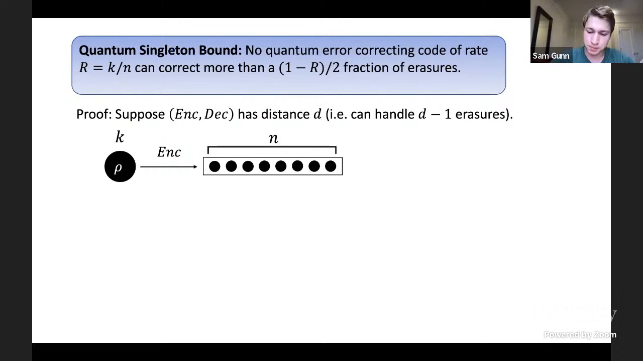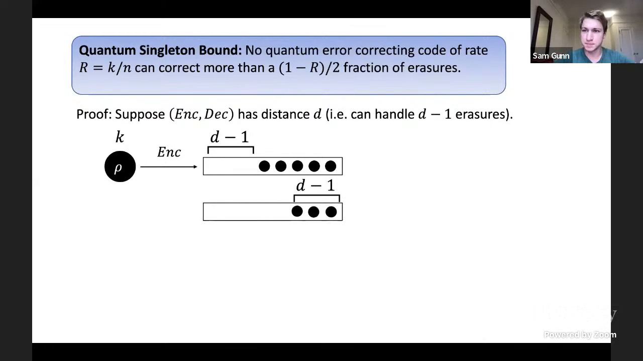In fact, this more general bound, the quantum singleton bound, holding for all r, follows from similar reasoning. So let's see that now. Suppose that you have a code with distance d, meaning that it can handle d minus 1 erasures. Let's try to clone it. Let's do our best at cloning it, and we'll get a bound out of the fact that we can't clone it. First, let's encode it into our code word. Now let's take some d minus 1 registers of our code word, set them aside and take them over here.